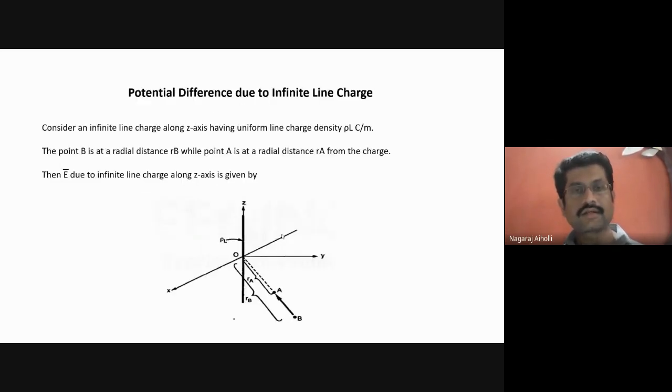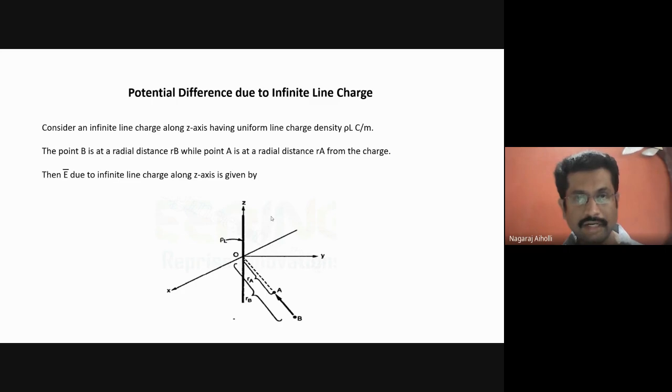Next is potential difference due to infinite line charge. We already found the equation for electric field intensity due to infinite line charge, is it not, in our module 1? Here we are finding the potential, or the potential difference, due to the infinite line charge. Consider, it's your test question.